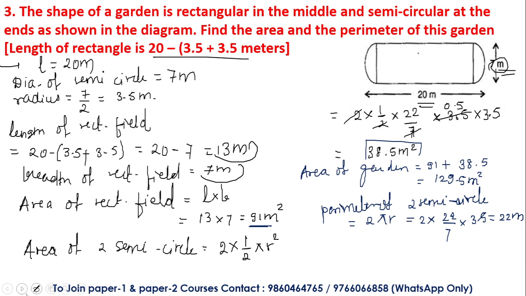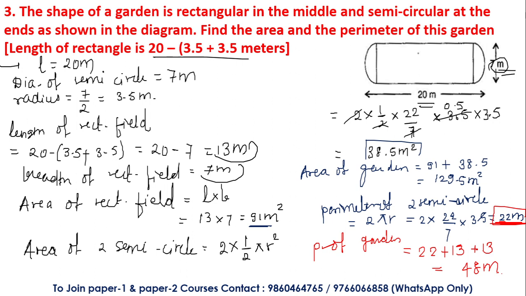Okay, I'll find out the perimeter of the garden. This is equal to 22 plus 13, because 22 is the perimeter of the two semicircles, and then 13 plus 13. So this will give me the value equal to 48 meters. So 48 meters is the answer for your given question.